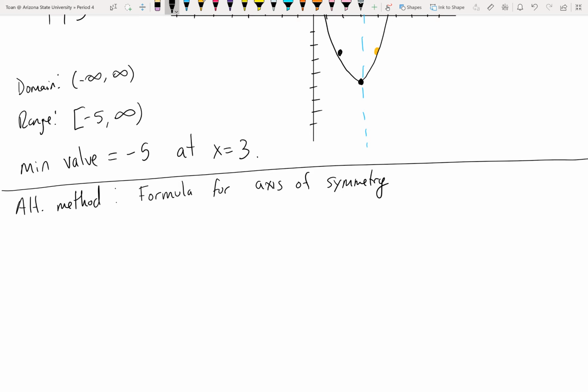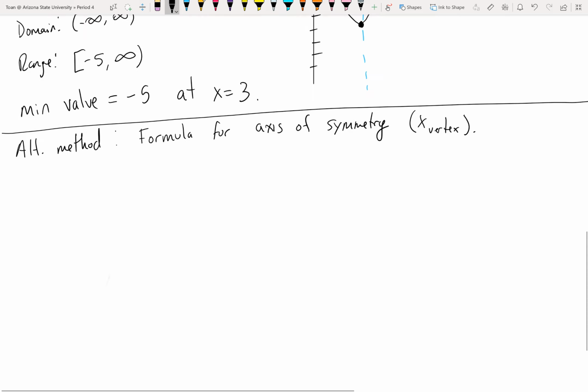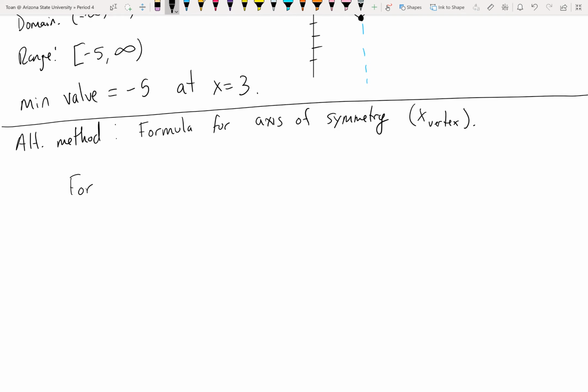For parabolas only, there is a formula to figure out the axis of symmetry. Now, how does that help us with graphs? Well, the idea is that the axis of symmetry always goes through the vertex. So this formula will always give you the x-coordinate of your vertex. And this is the formula. For any function f of x equals ax squared plus bx plus c, the x-coordinate of your vertex is always negative of whatever your b value is over 2a. Always.